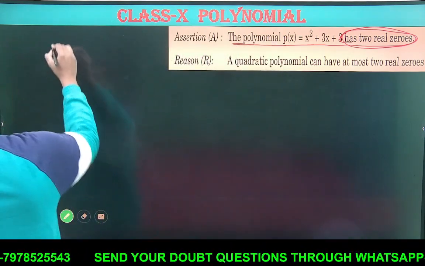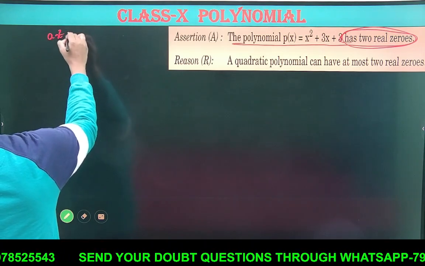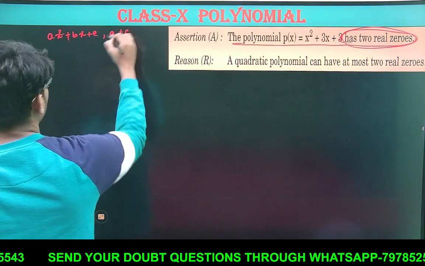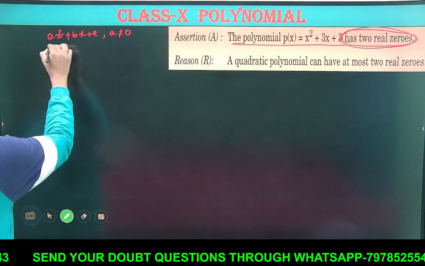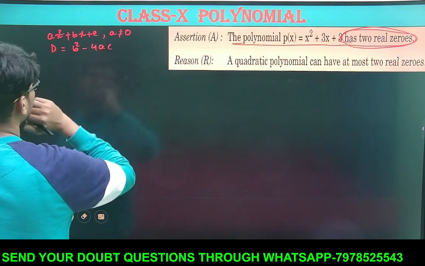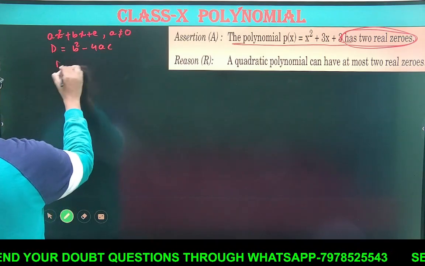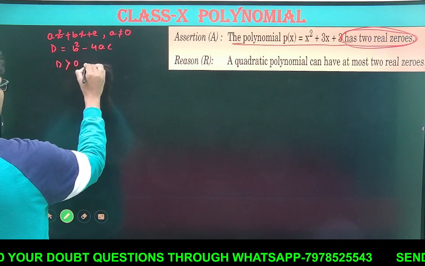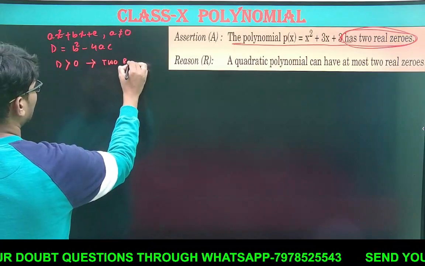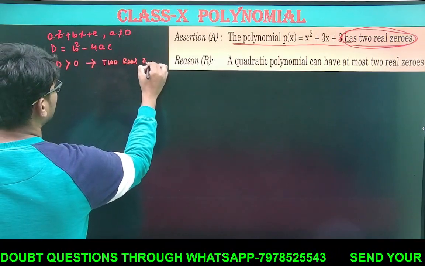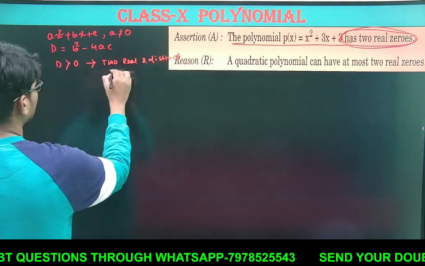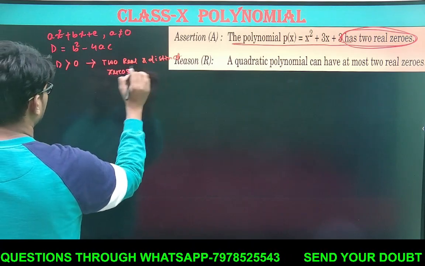Discriminant means which one? We know ax square plus bx plus c, where a is not equal to 0, is a quadratic polynomial. Here the discriminant is written as D. D value is what? B square minus 4ac. If the discriminant D is greater than 0, then two real and distinct zeros are there.